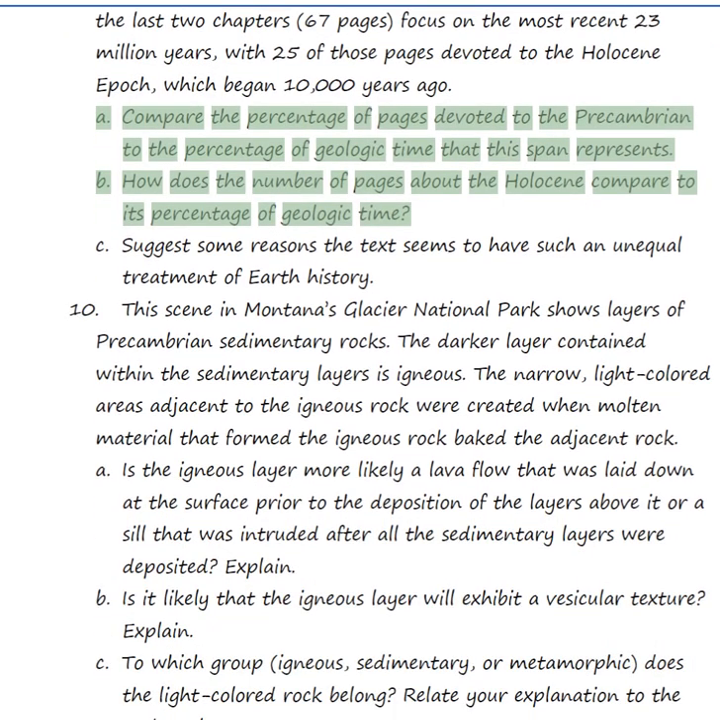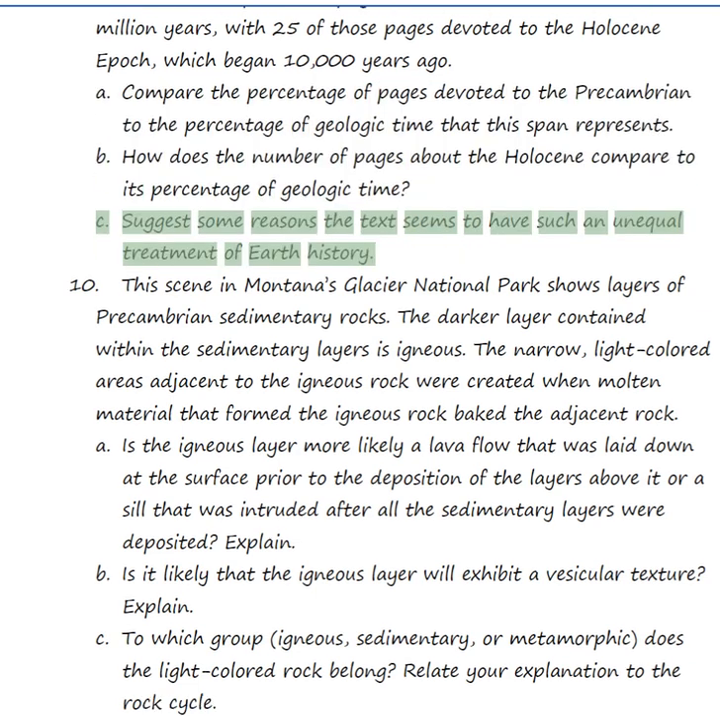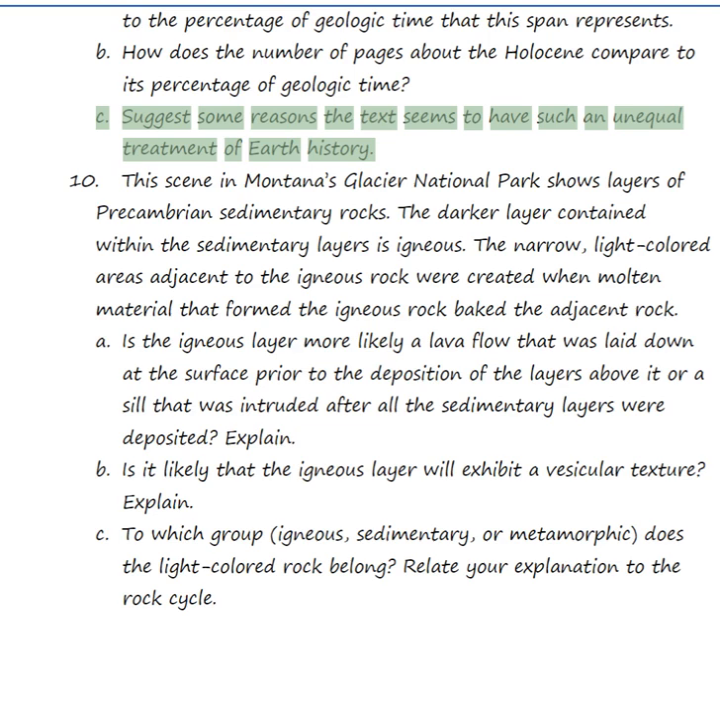A. Compare the percentage of pages devoted to the Precambrian to the percentage of geologic time that this span represents. B. How does the number of pages about the Holocene compare to its percentage of geologic time? C. Suggest some reasons the text seems to have such an unequal treatment of Earth history.